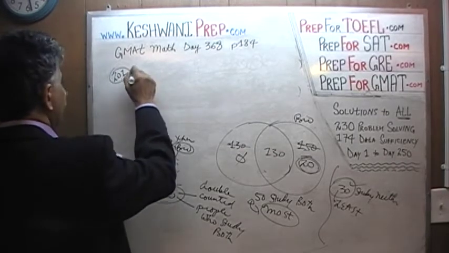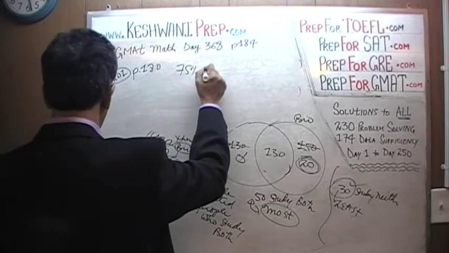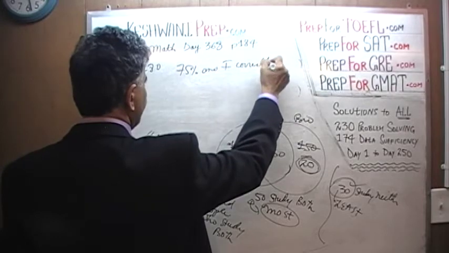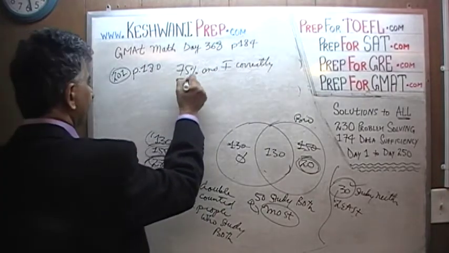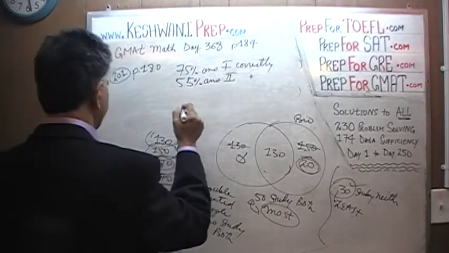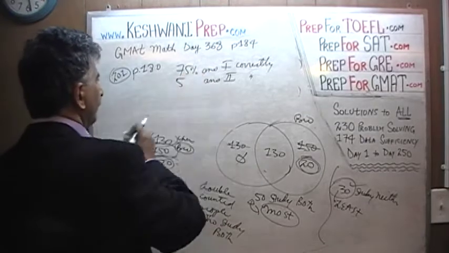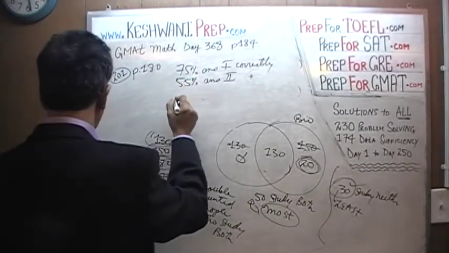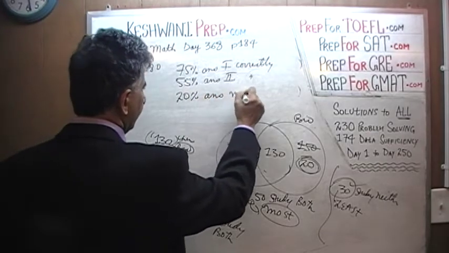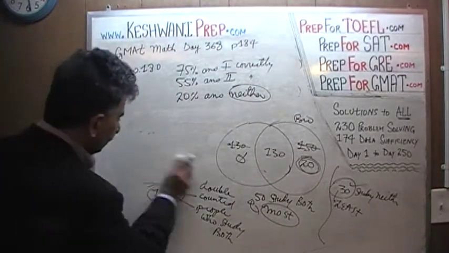In 201, which is on page number 180, we are told 75% answered 1 correctly. We are also told that 55% of the people answered number 2 correctly. And we are also told that 20% answered neither. I'm going to erase all of this. We need the room.